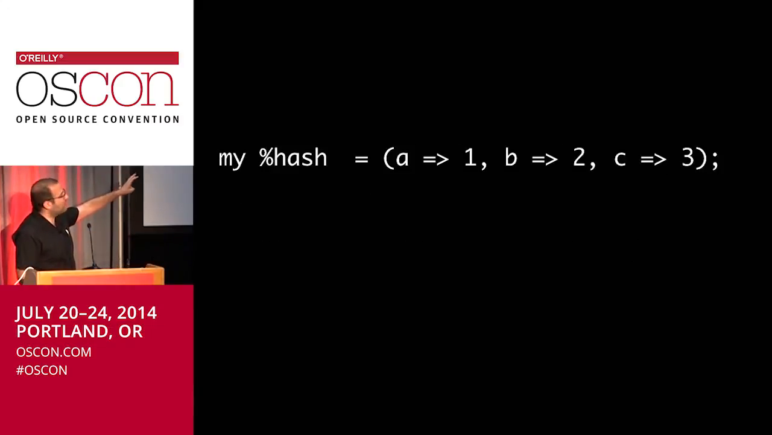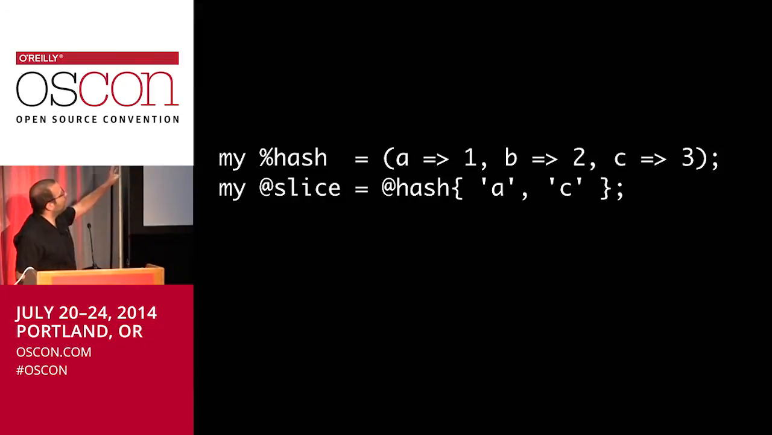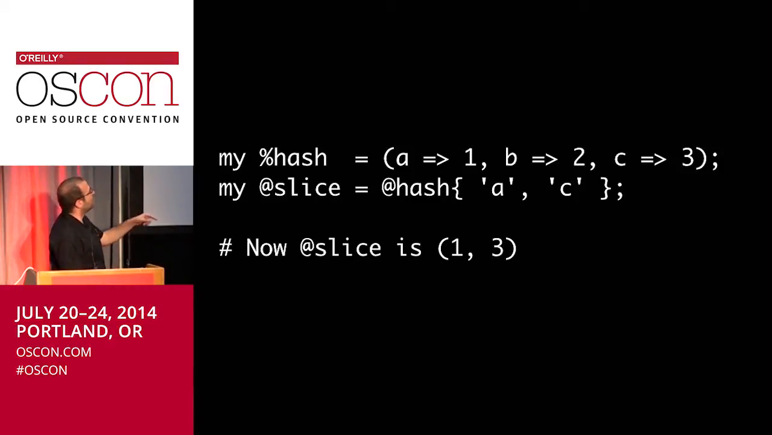You can do this with a hash, too. So we've got a hash, and we can pull out slices, and we get the values. So we want the values for A and C. You can tell that we want a list of values because the sigil has changed to an @ sign. And what do we get? We get 1 and 3, which are the values for A and C.